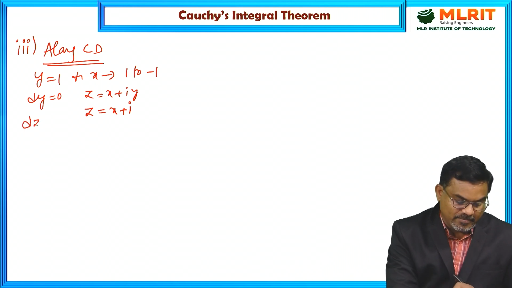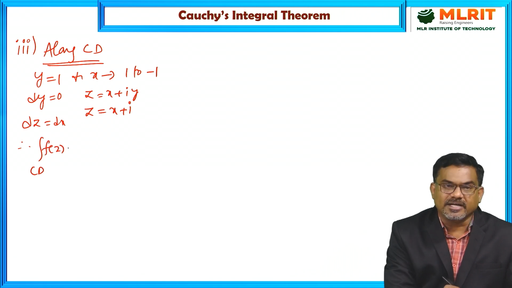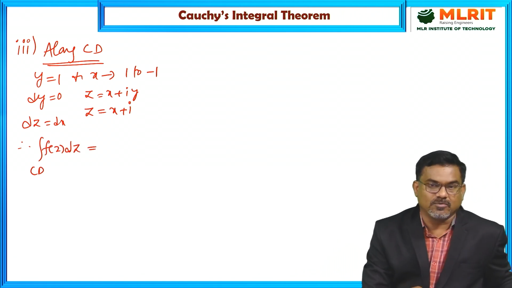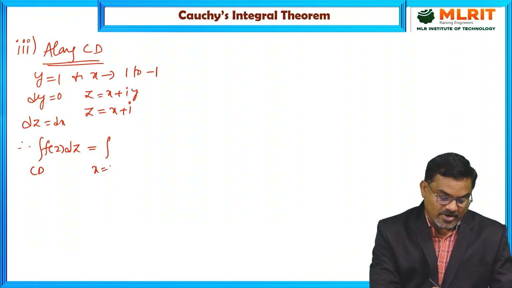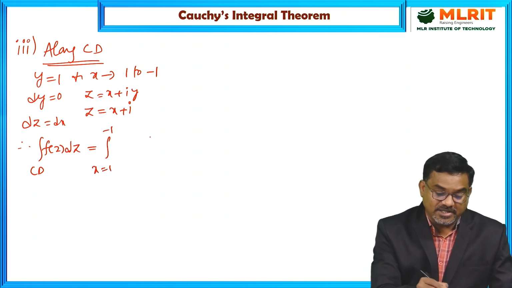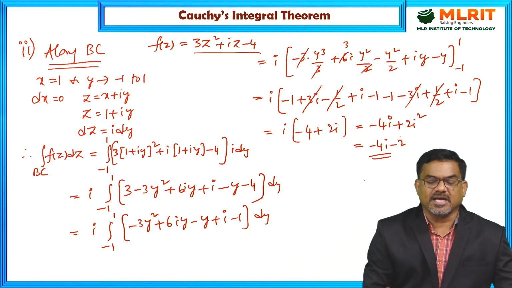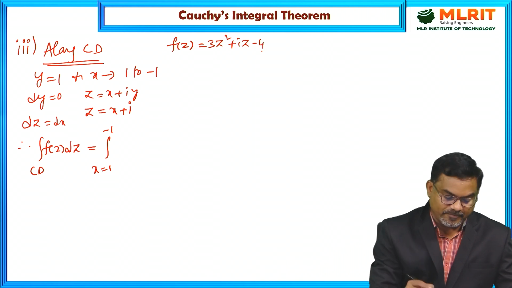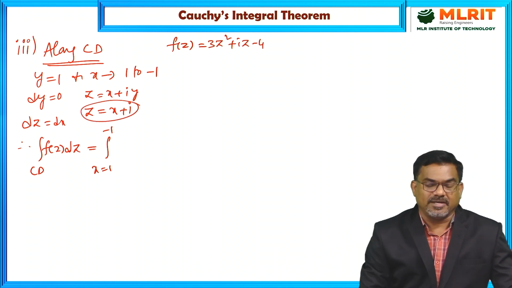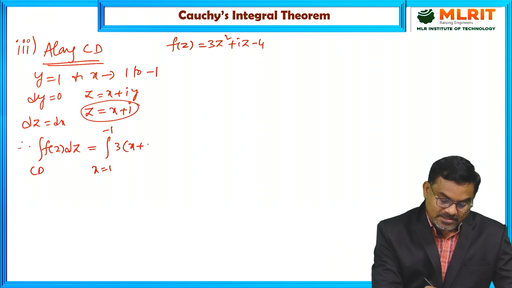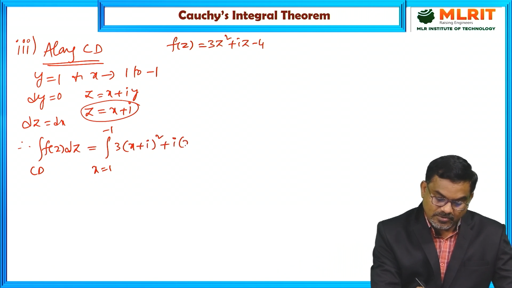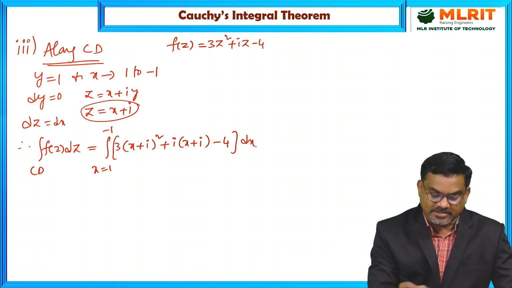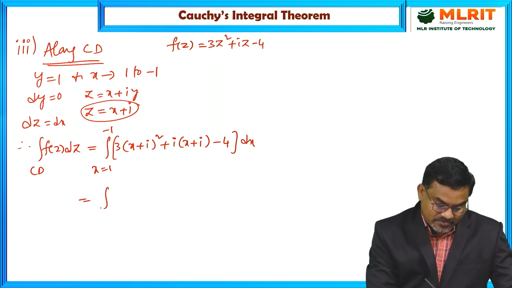And dz will be dx since dy is 0. So therefore, along CD, the line integral of f(z) dz is equal to the integral over x from 1 to minus 1 of f(z) dz. What is f(z)? 3z square plus iz minus 4. Now replace z by x plus i. So that gives 3(x plus i) whole square plus i into (x plus i) minus 4. And dz is dx. So this is from 1 to minus 1.